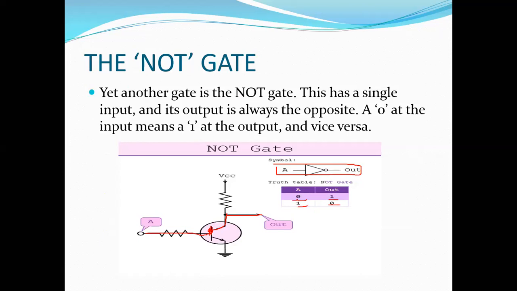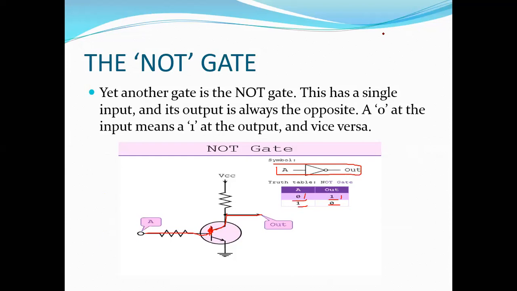NOT means this. Okay, if 0, then what is the opposite of 0? 1. If it's 1, what is the opposite of 1? 0. For the logic gates, we are using 1 and 0, or true and false. You can say true false. So if it's false for A, then it's going to be true for output. Okay, Adyan, go ahead.